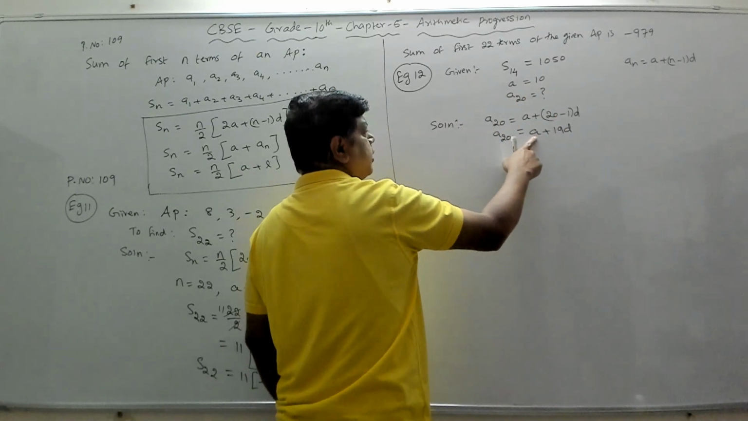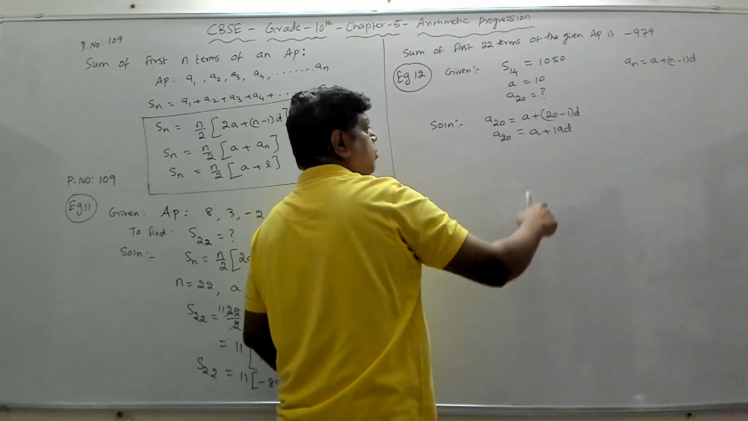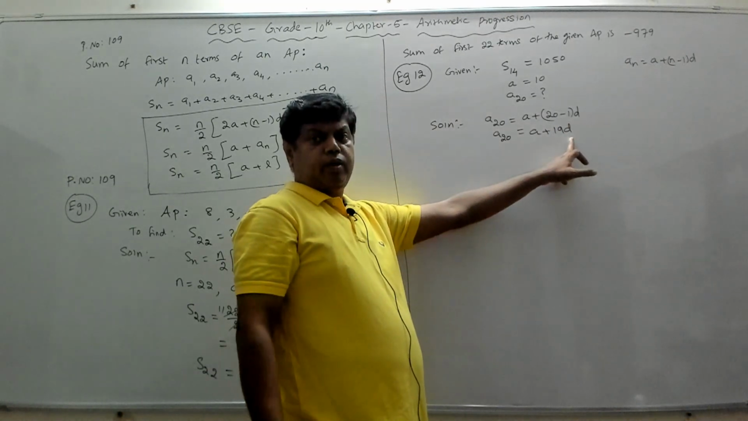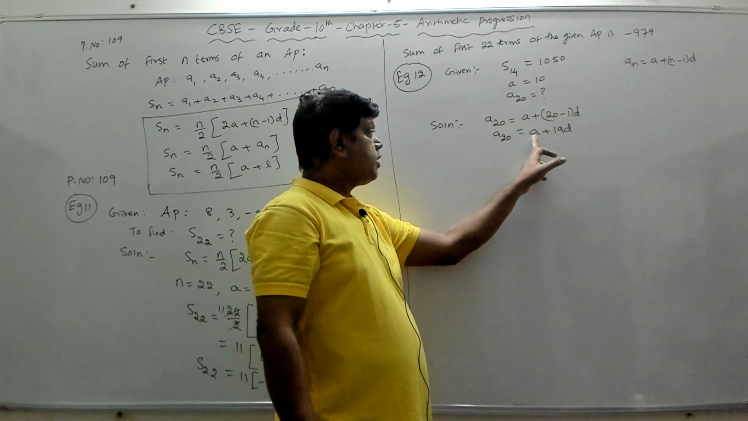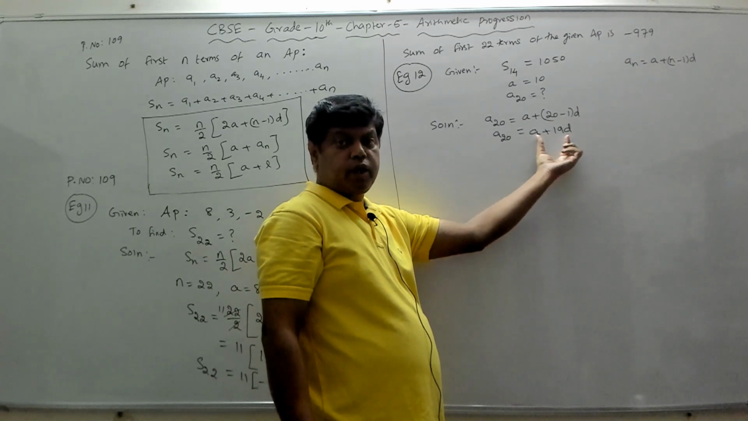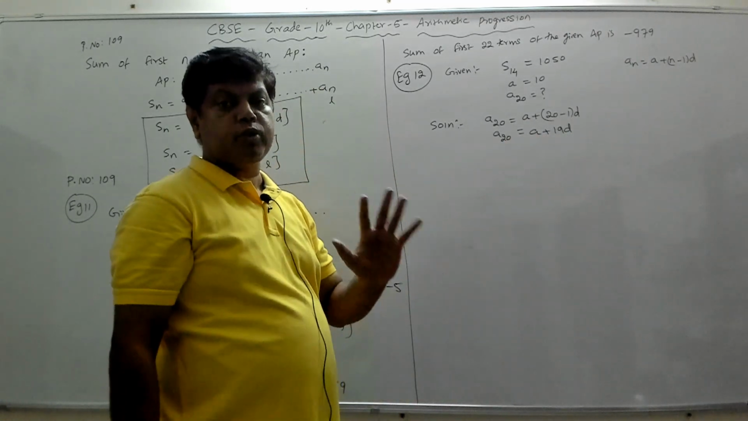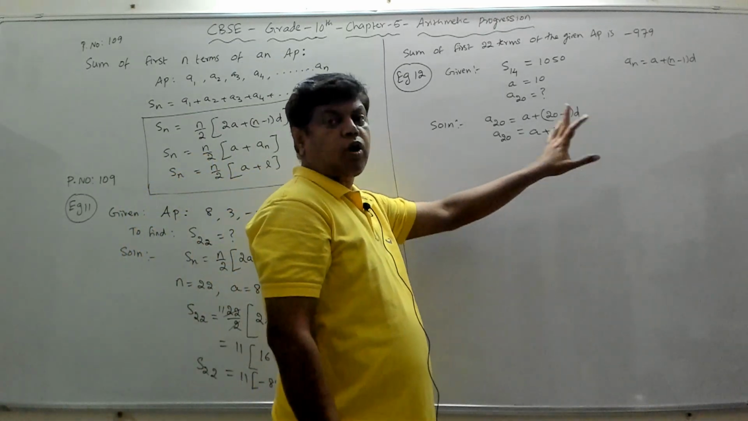If I know a and d, we can find this. We know a is 10, which can be substituted here, but we don't know d. So we should find d. Once we find d, we substitute a and d, and then you will get the 20th term of an AP. So now our problem is to find d, which is the common difference.